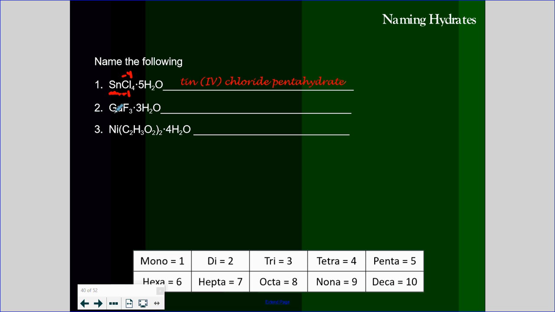We have gallium and fluoride here, -1. Gallium typically is +3, but in this example, we're letting it be polyatomic. Or no, sorry, in this example, strike that. Gallium is always +3. Forget I said anything. Gallium's got a +3 charge. So we need 3 fluorides to react with gallium there. Gallium fluoride. No parentheses needed. Monovalent cation. 3 waters. Trihydrate.